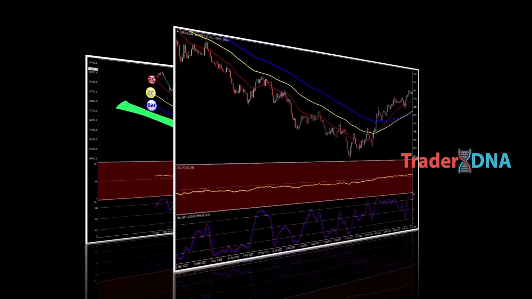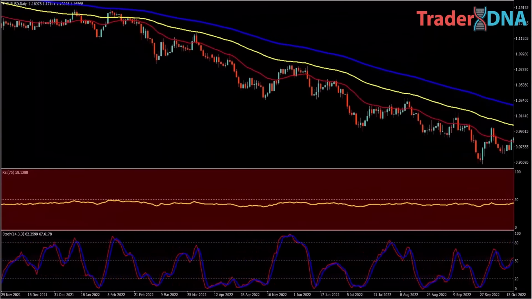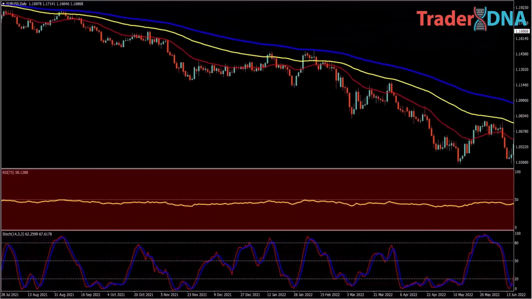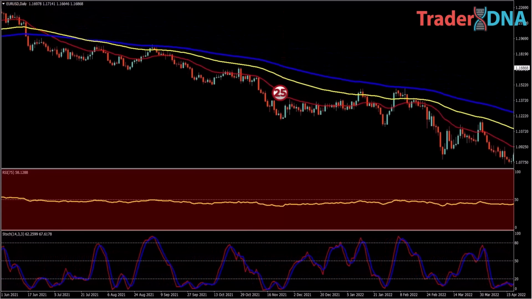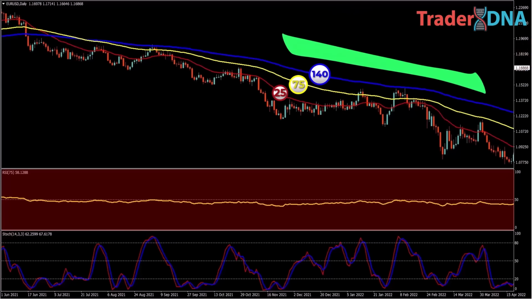Let's look at this example. This chart is in a clear bearish trend, and we're using our three secret weapons, the 25 EMA, the 75 EMA, and the 140 EMA. Price is moving down overall, but every once in a while, it pulls back up, and here's where it gets juicy.